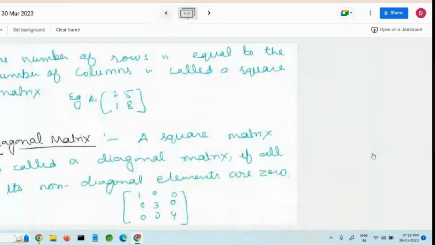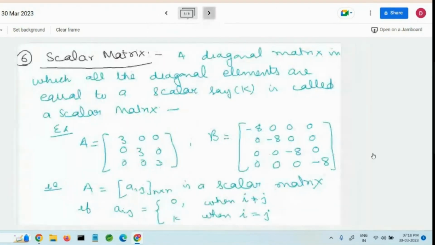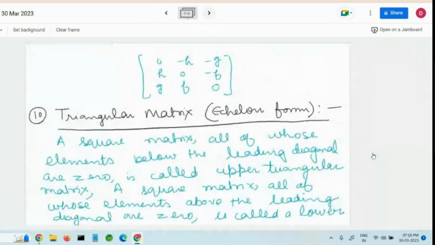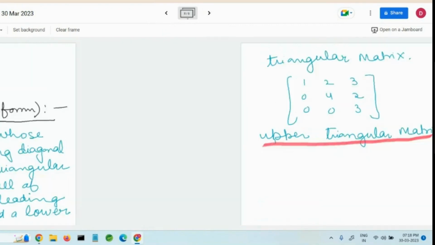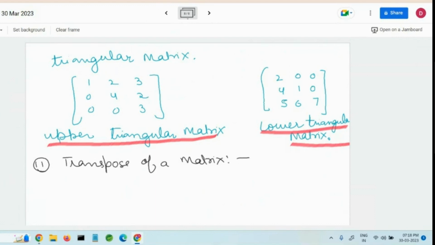So these are the definitions or the types of matrices, and this can be asked in the examination. So you have to revise these definitions again and again. Now come to the 11th definition. The 11th is the transpose of a matrix.